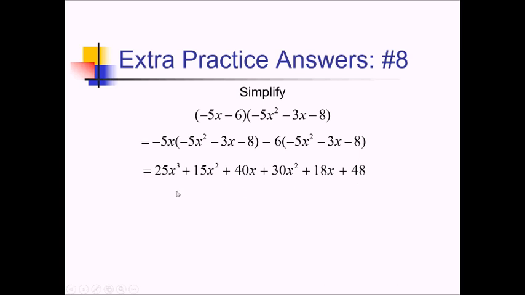So we have this 25x cubed. There's no other x cubed, so we'll just carry that down. 15x squared can get combined with the other x squared here, the 30x squared. So that's 45x squared. And then 40x and 18x can get combined because they both have x to the first. So that's 58x. And then finally, this 48 just gets carried down because there's nothing to combine it with. And that is our final answer.